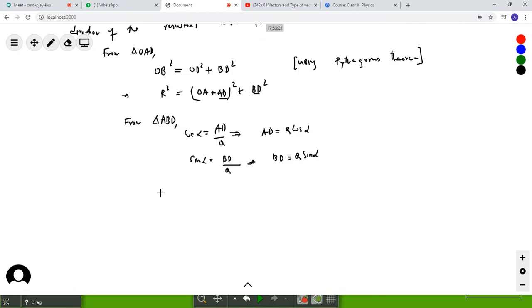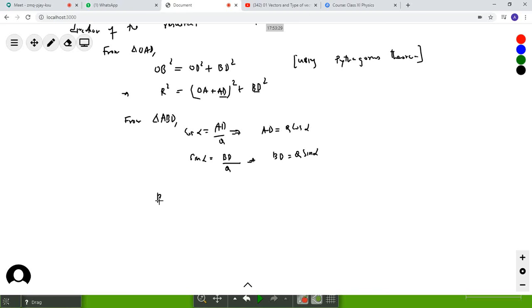Sorry. So now continuing. You can write R square equals, let me break this, OA square plus AD square plus 2 OA into AD plus BD square. So what did we do here? We just broke this (A plus B) whole square formula.